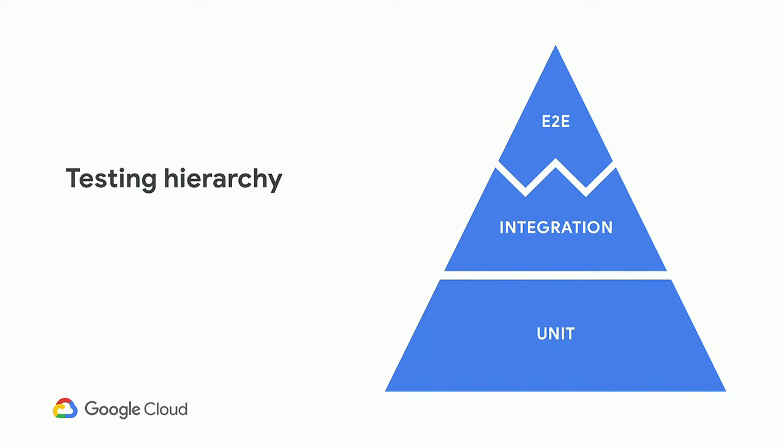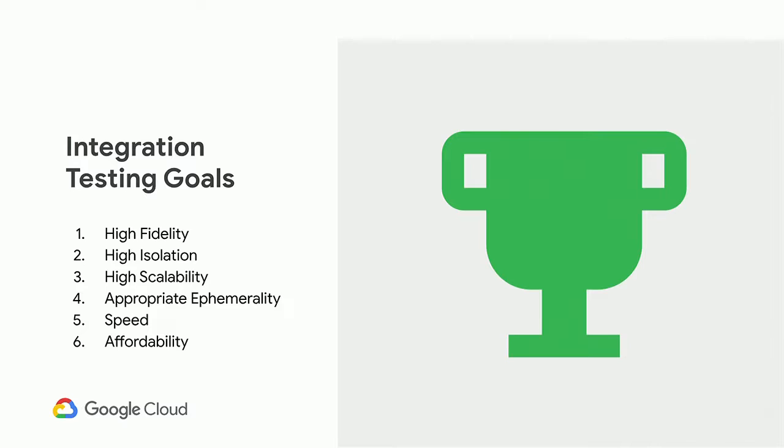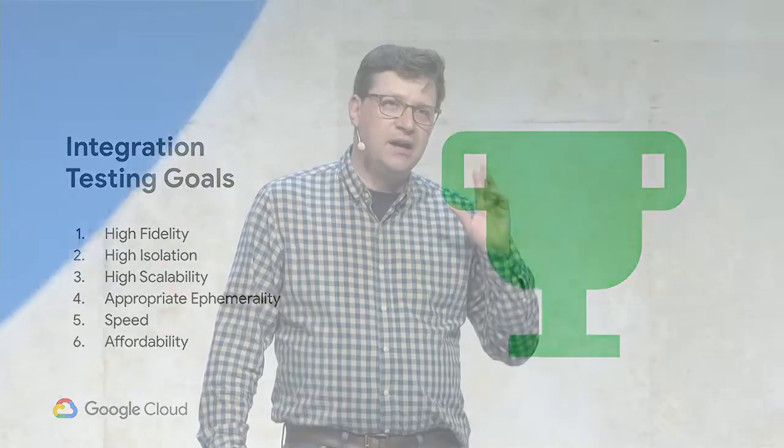Now, this diagram might look like a tall, intimidating, icy mountain, but we're going to show you that it's not that hard to scale to the pinnacle of testing. Today's focus is on integration testing, but everything we're looking at can be used for E2E testing as well. So our goals for integration testing: we want high fidelity, high isolation, high scalability, appropriate ephemerality, and we always like speed and low cost. We're not going to get all the way, but these are an aspiration to shoot for. I'm going to show you some ways that we can get close.